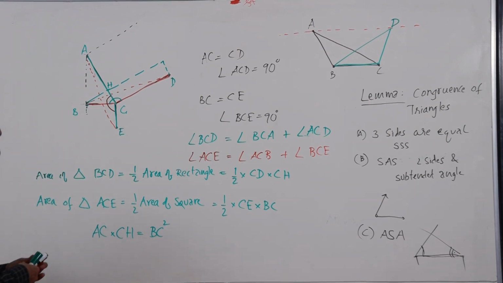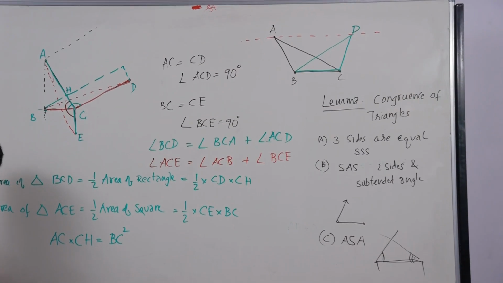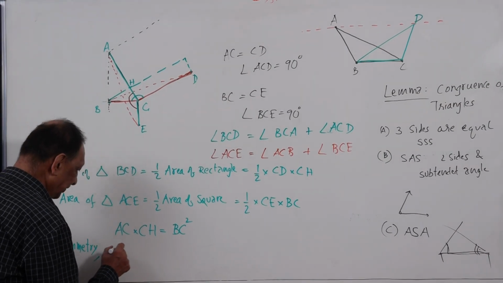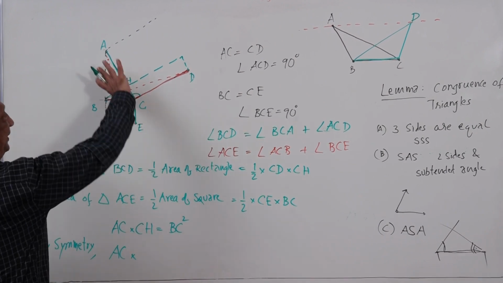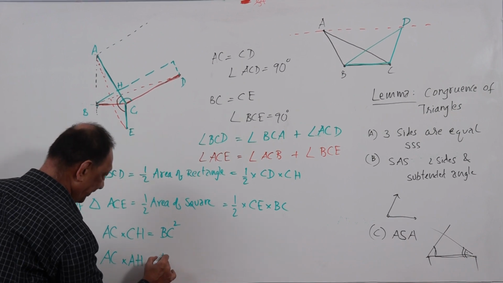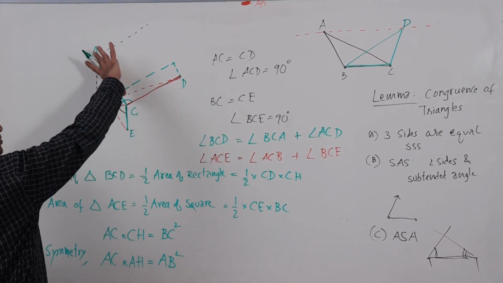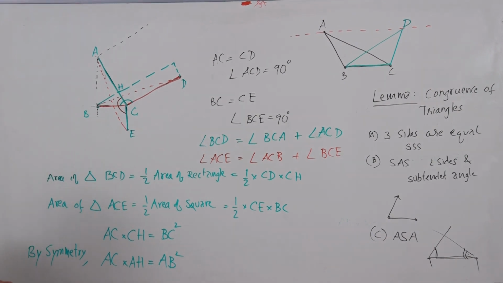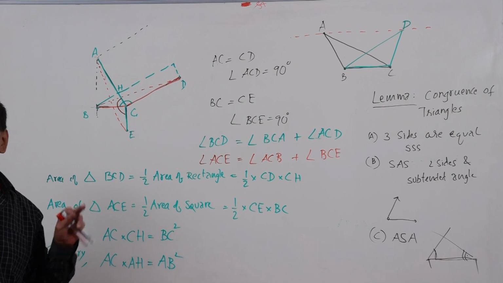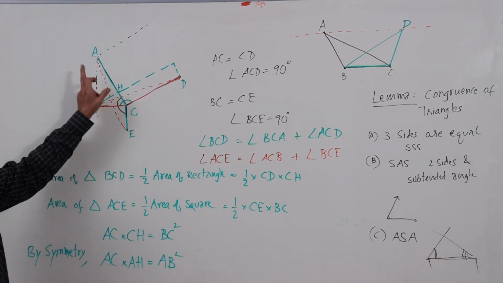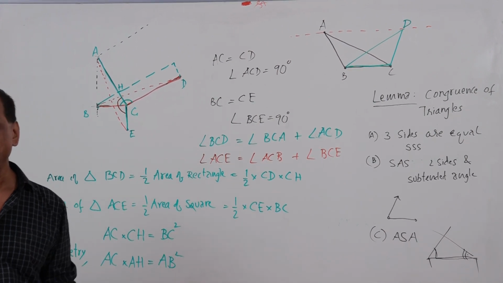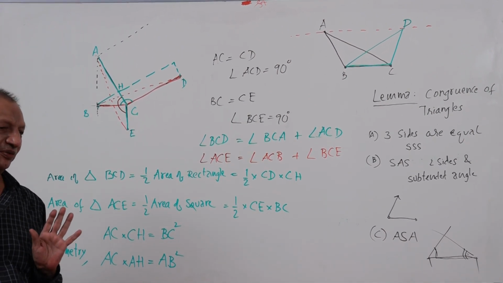Now, by symmetry, you have to use symmetry in your mind, correct? I'll just write it. You can verify by constructing the appropriate triangles. We can say AC multiplied by AH will be AB square. The hypotenuse multiplied by this part will be this square. And add these two: AC multiplied by CH plus AH, which is AC, gives AC square. This is AC square equal to BC square plus AB square, which is the Pythagoras theorem. So you get the Pythagoras theorem.